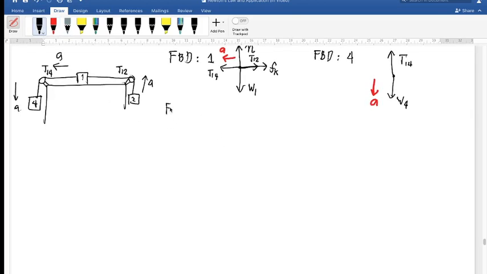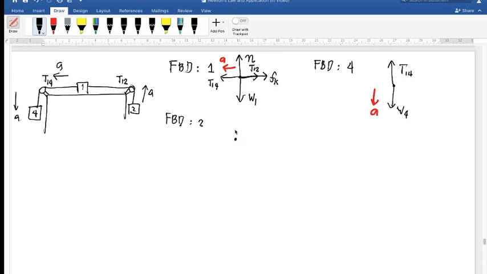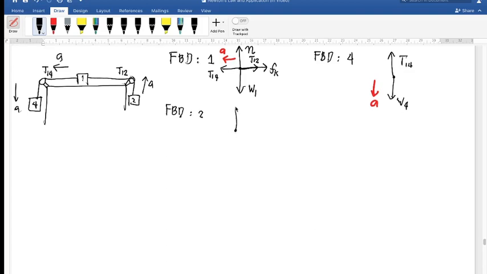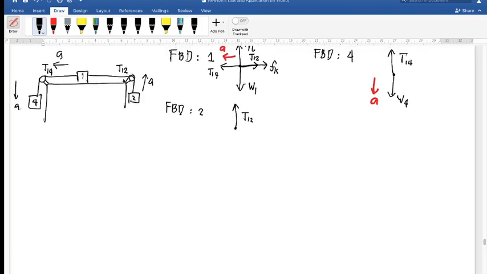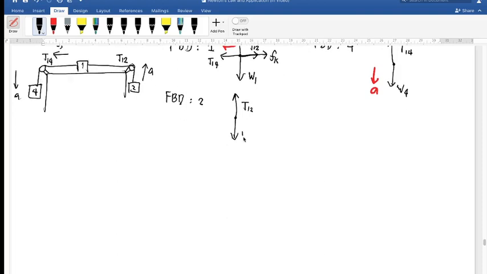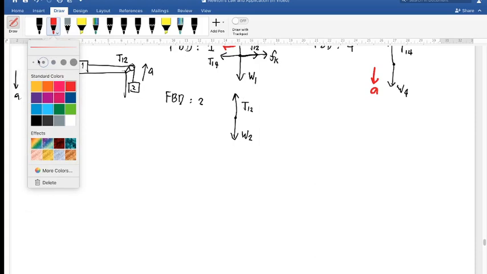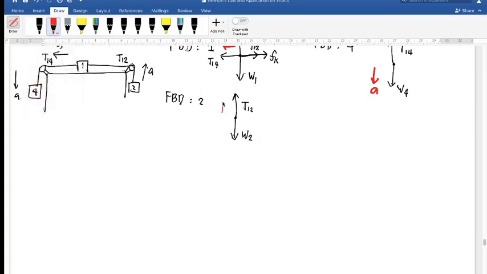How about the free body diagram for your 2 kilograms? We can represent this one by a point. And then what are the forces? Still we have the tension, but this one is now tension T12, not anymore T14, because this tension is not the same as the tension here. And then the weight, of course, of the 2 kilogram object. Then the acceleration we have to separate again from the free body diagram, since acceleration or MA is not a force. Okay?